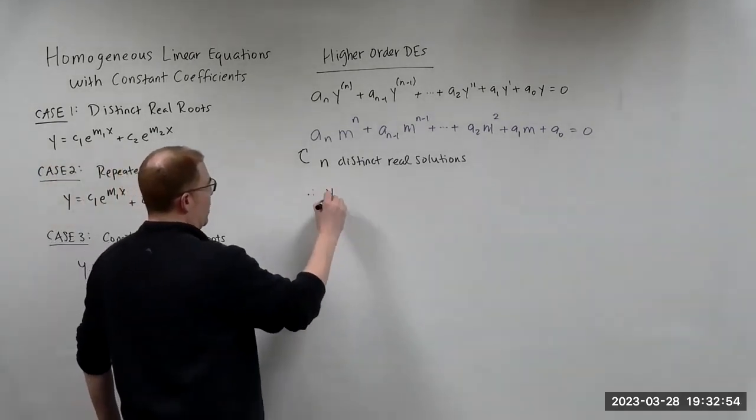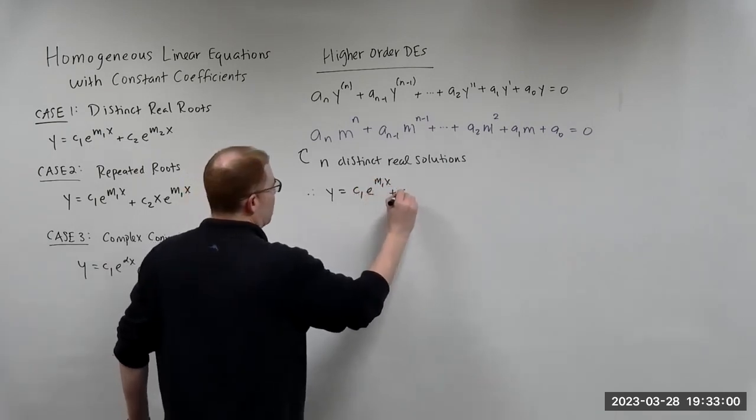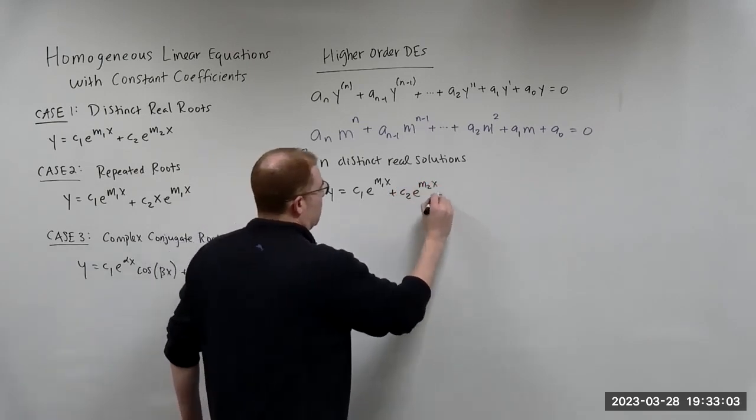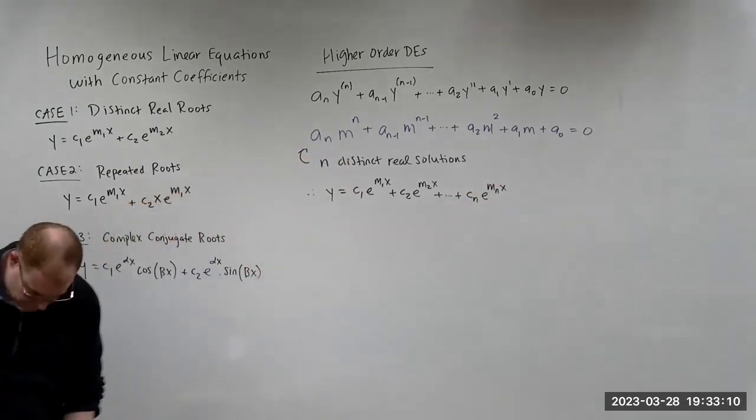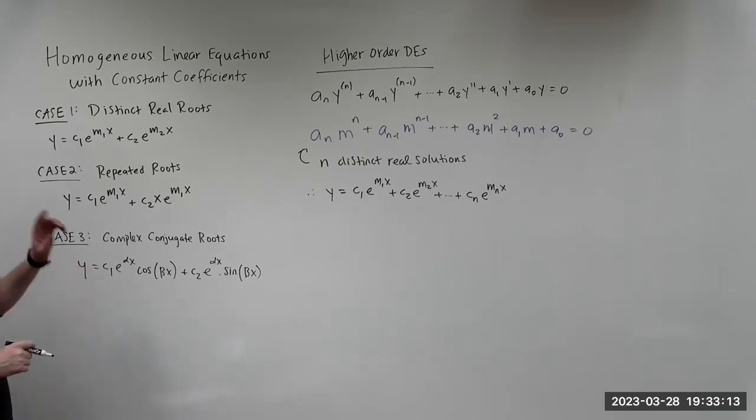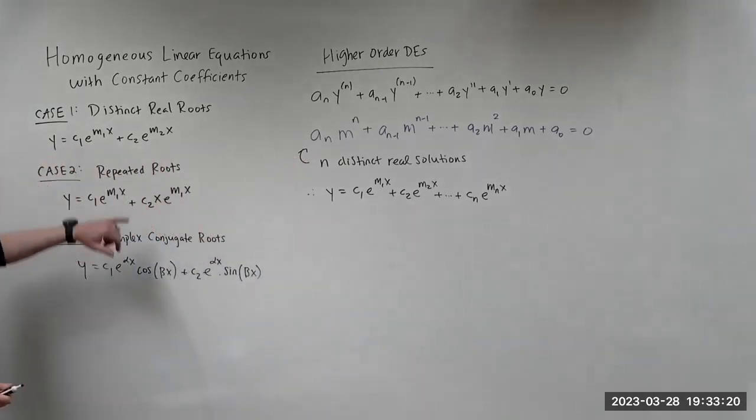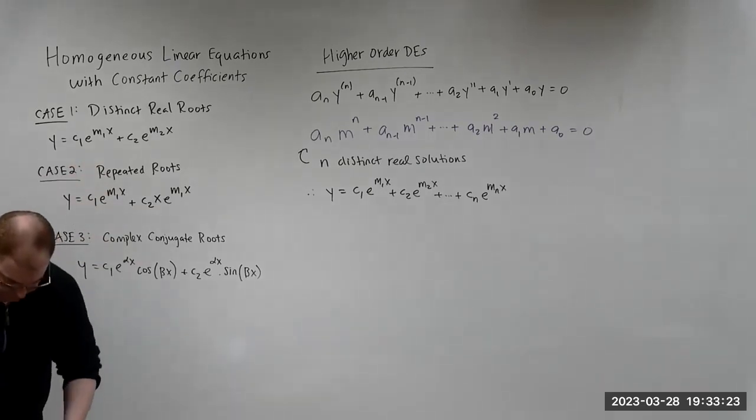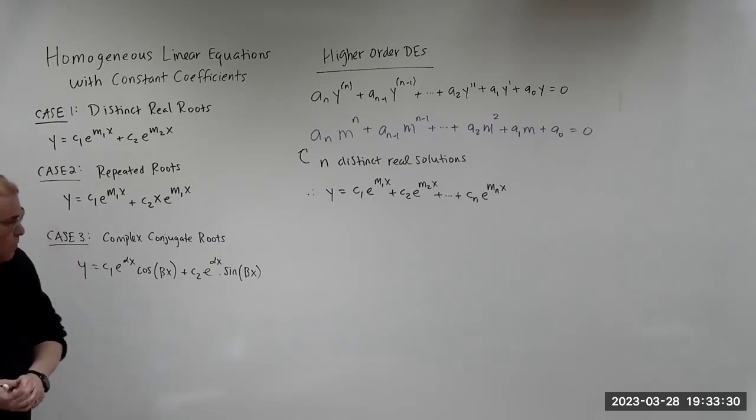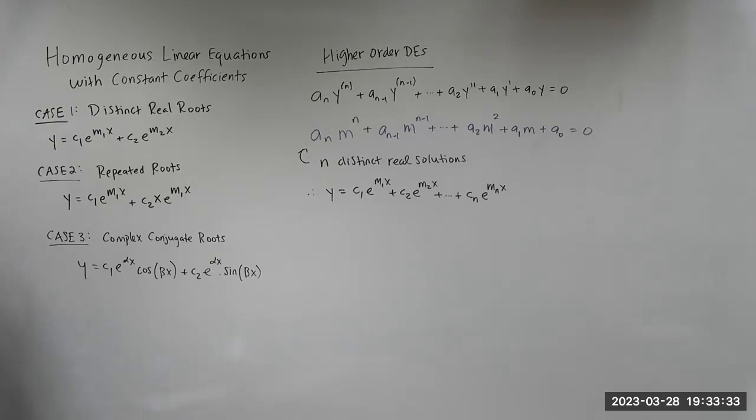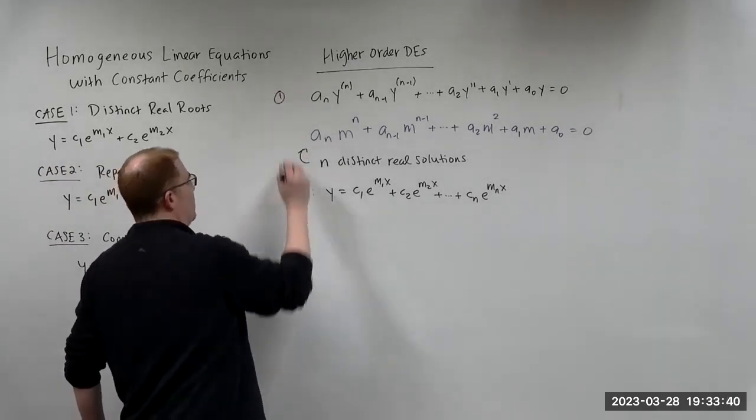So assuming that this happens, then you just generalize this case. So your solution will be y equals c1 e^(m1 x) plus c2 e^(m2 x) plus dot, dot, dot. Each root may have its own term. And so again, it's just an extension of the first case. And if you get repeated roots, if you get something larger than multiplicity of two, then again, you can extend this. So that's the first case.